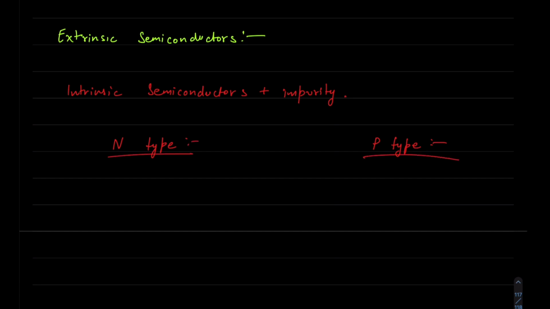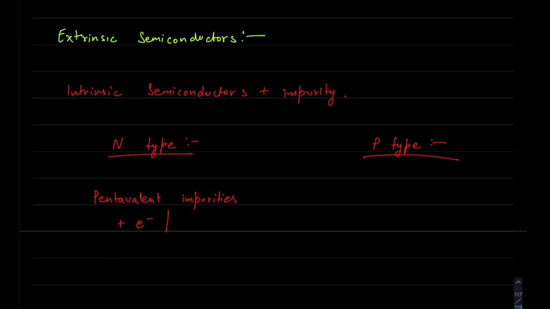So what are N type semiconductors? N type semiconductors are extrinsic semiconductors in which impurities with a valency of 5 are introduced. So pentavalent impurities. These impurities have an excess of negative charge, an excess of electrons, right?